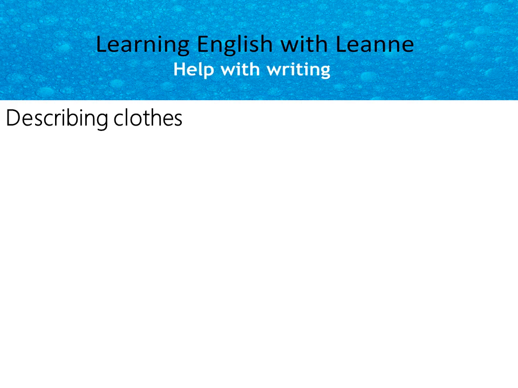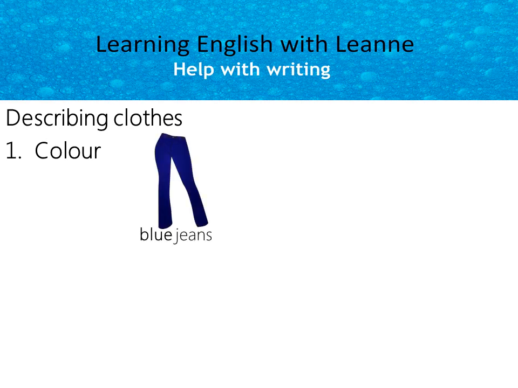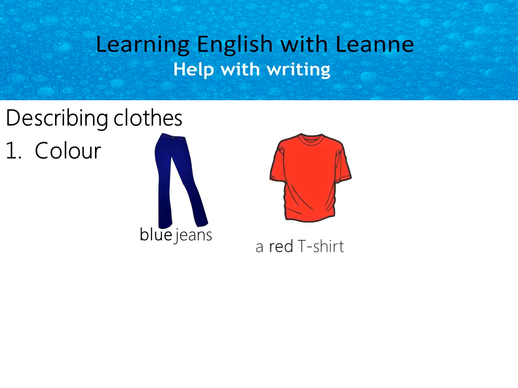Describing clothes. We will look at 3 different ways to describe clothes. 1 is colour, 2 is style, 3 is pattern. So we'll start with colour. So we have some pictures for you. We have jeans, the colour blue. So we say blue jeans, the colour is first.